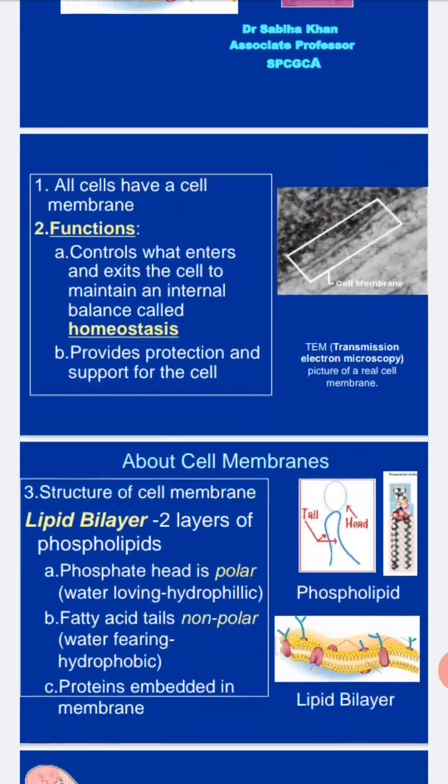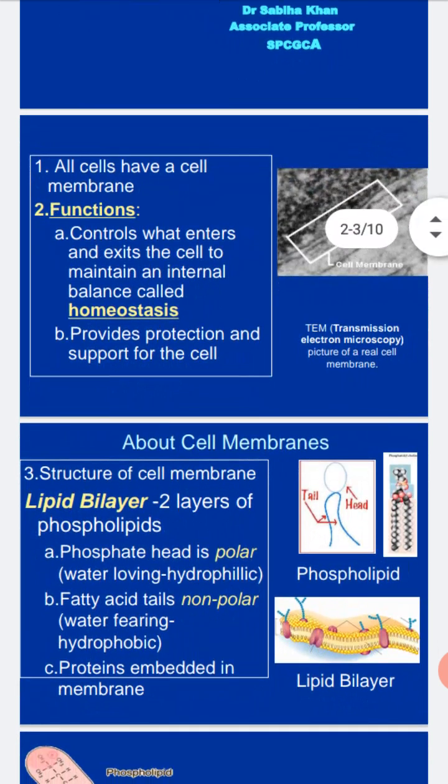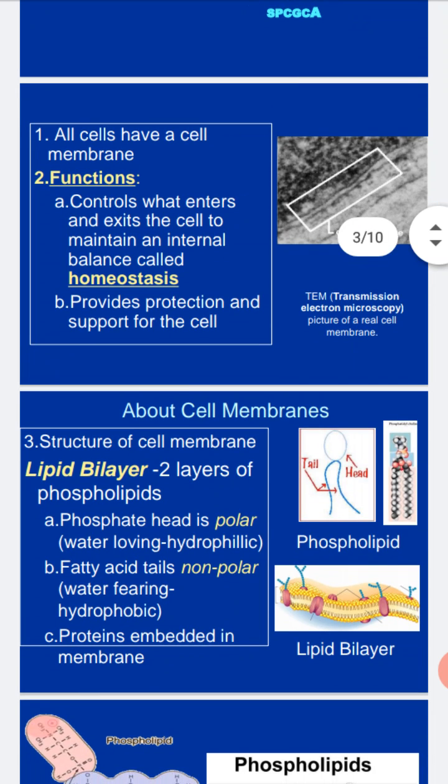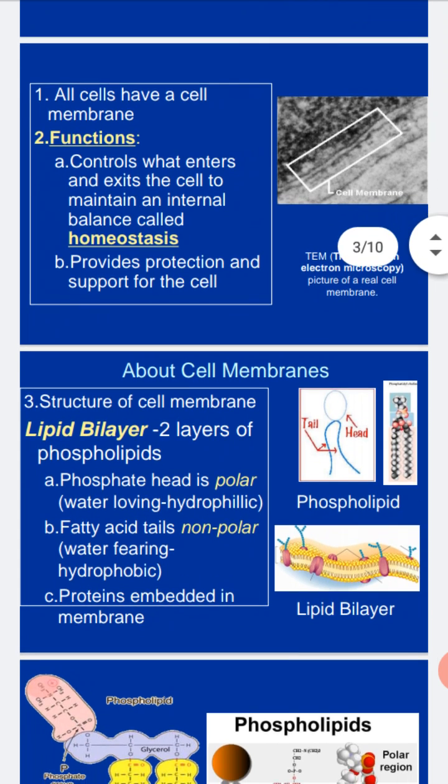Now the phospholipid layer is a lipid bilayer and it has two ends, the head end and the tail end. You can see in the diagram, the head end is polar, that is hydrophilic, that means water loving. And the tail end is hydrophobic, means it is water fearing, so it will avoid the water. And in between, pink, you can see these are the proteins which are embedded in the membrane. The pink proteins are embedded inside the lipid bilayer.